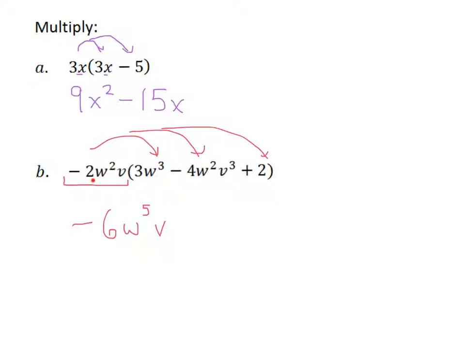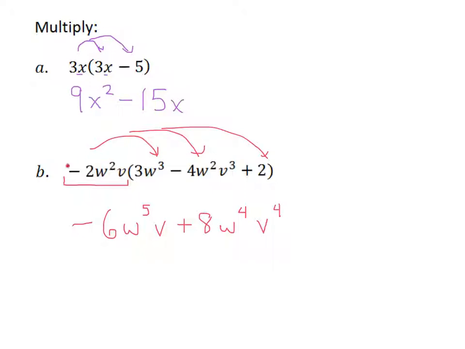Now we're going to do the same thing with this. We're going to multiply negative 2w squared v by negative 4w squared v to the third. So negative 2 times negative 4 is a positive 8. W squared times w squared, again, you add those exponents. W squared times w squared gives us w to the fourth. Now I have a v times v to the third. The exponent on v over here is to the first. Over here it's to the third. We add those exponents. 3 plus 1 gives us 4.